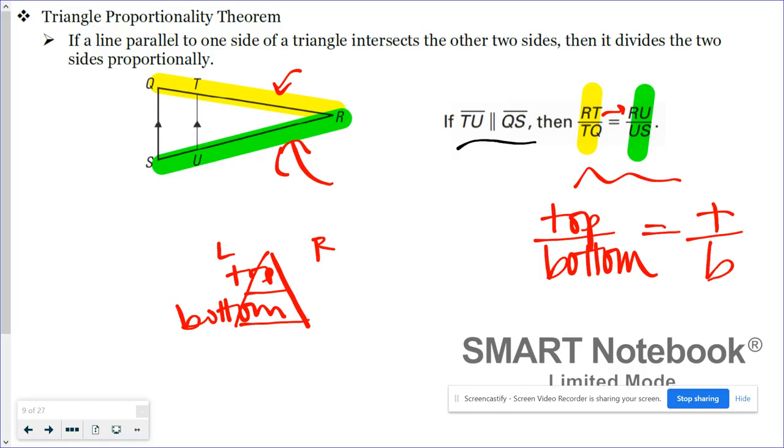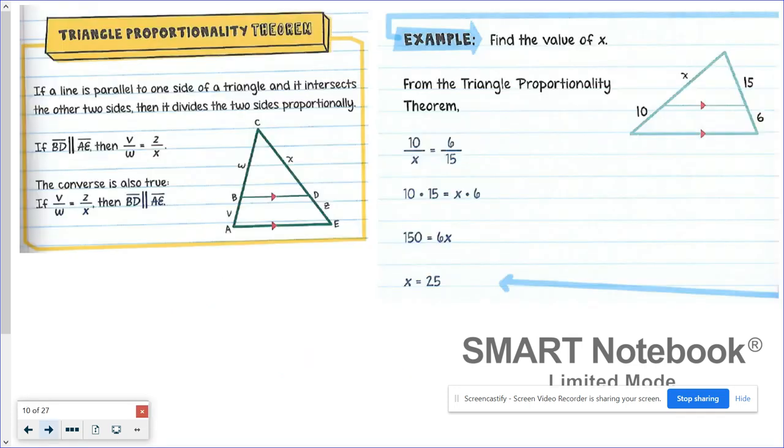And then the other ratios that you could totally use here, and these are the ones we've used, is where we went part over whole. So we can use part of a side and we can use the whole side. And that's what we were using earlier when we were looking at these as similar triangles and not as triangle proportionality with that parallel line. Just make sure everything matches up and corresponds.